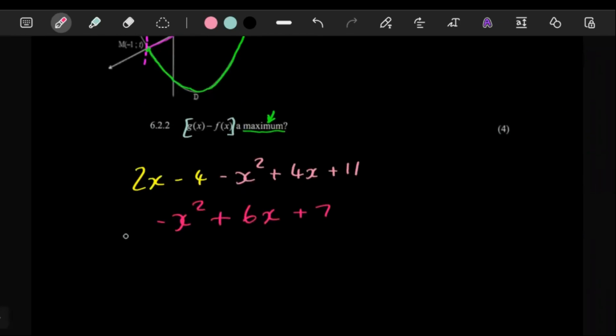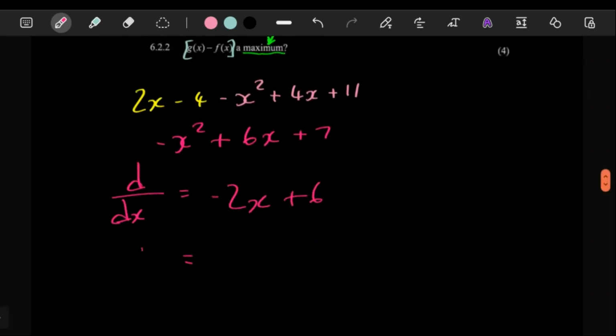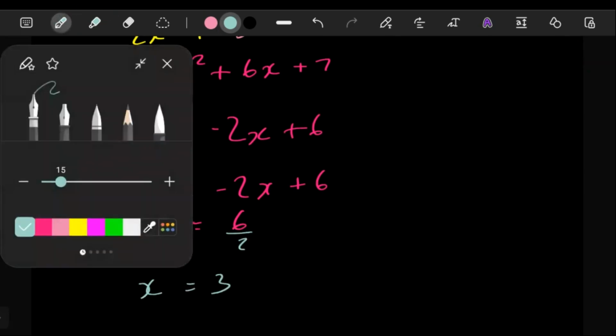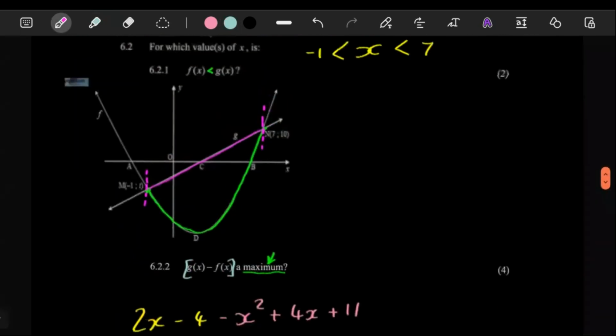So now you can differentiate this equation. When you differentiate this equation, you can put d over dx, and then you say 2 times the negative there is -2, and then x, then plus 6. So making it equal to 0, it's going to be -2x plus 6. The -2 goes over, so you divide both sides by 2. There you go.